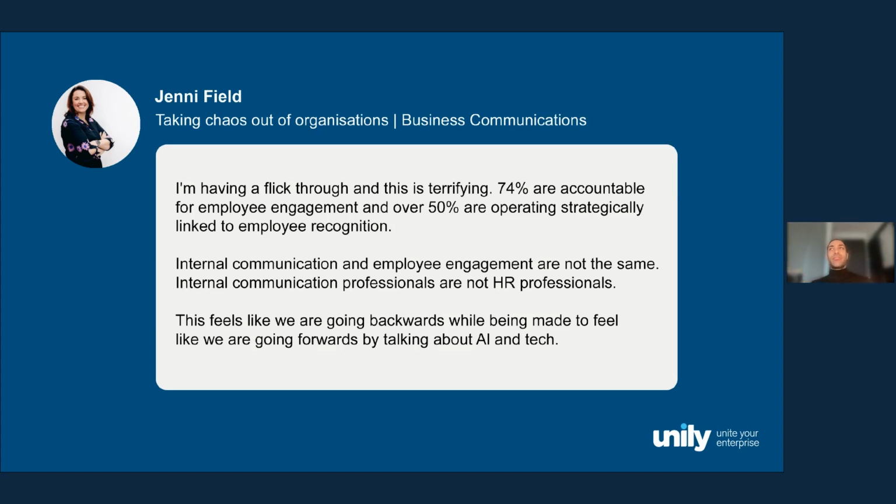I was particularly interested in her take because she says, looking at this data, it's terrifying. 74% are accountable for employee engagement and 50% are operating strategically. Internal comms and employee engagement are not the same thing. IC professionals are not HR professionals. This feels like we are going backwards, whilst being made to feel like we are going forwards by talking about AI and tech. Now, that's a really interesting take because it shows that people who know internal comms inside out, who are deciding the function and delivering on internal communications, see this as a problem area.